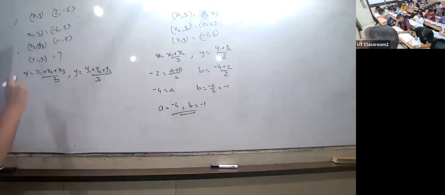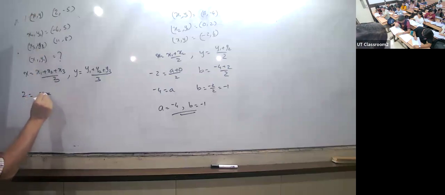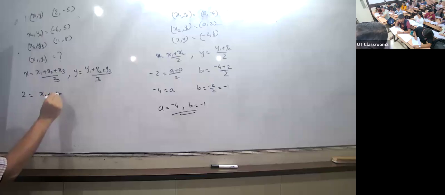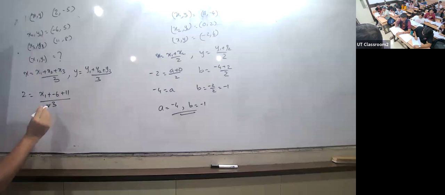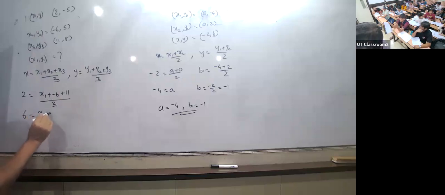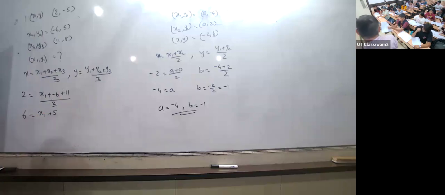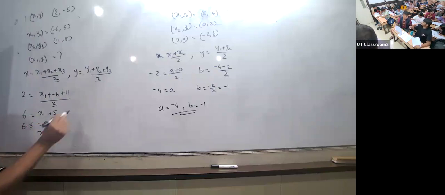Look here now. Look. X is what? 2. X1, we don't know. X2, how much? Minus 6 plus 11 divided by 3. Before you heard the question now, you took 1, not 11. 6 minus 5. X1 is equal to 1.